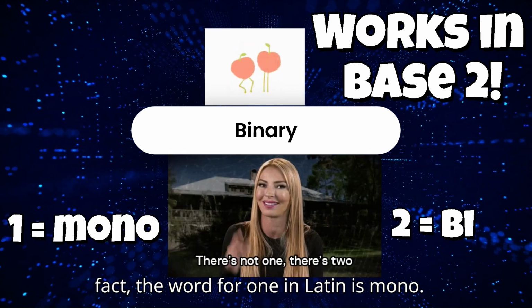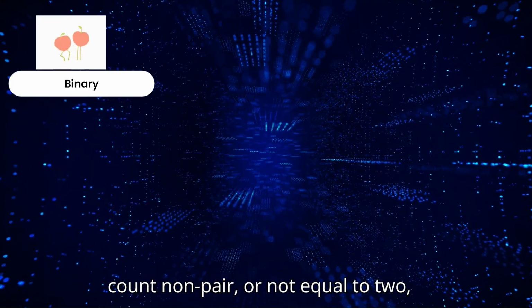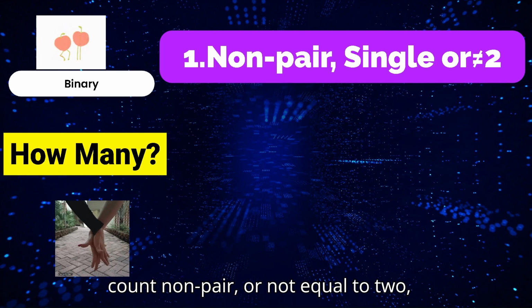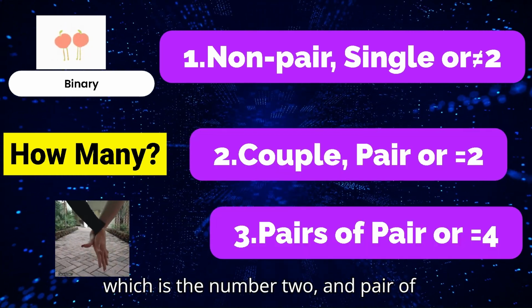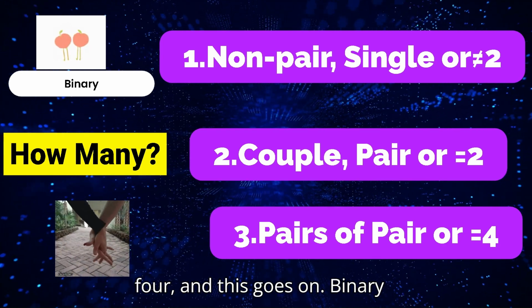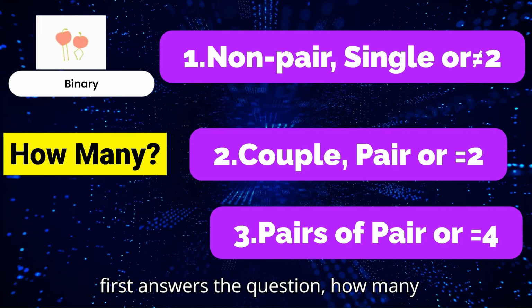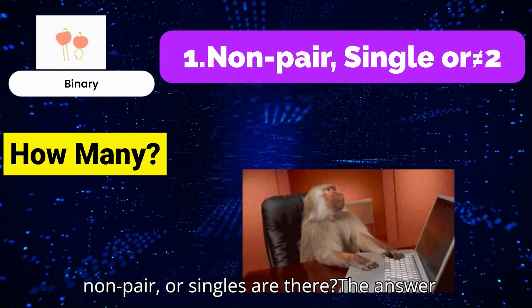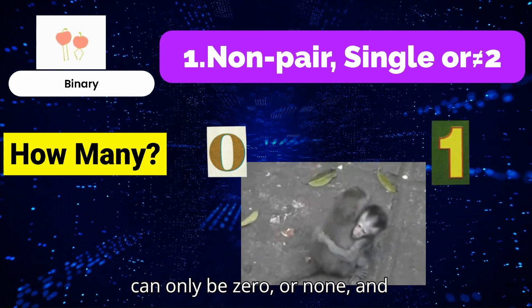In fact, the word for 1 in Latin is mono, and for 2 is bi. It would basically count non-pair, or not equal to 2, or single. Then it will count pairs, which is the number 2, and pair of pairs, which is 2 plus 2, or 4, and this goes on. Binary first answers the question, how many non-pair, or singles are there? The answer can only be 0, or none, and 1.